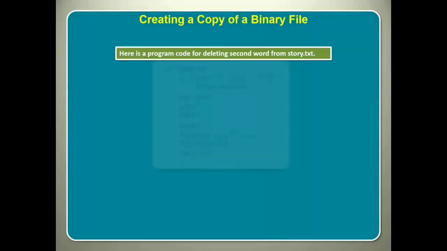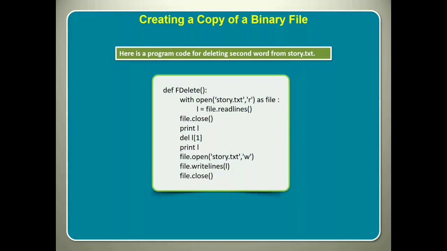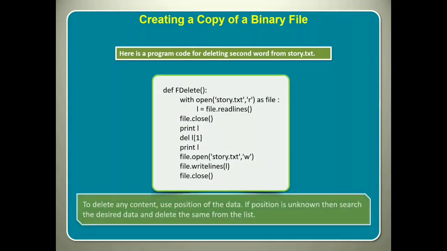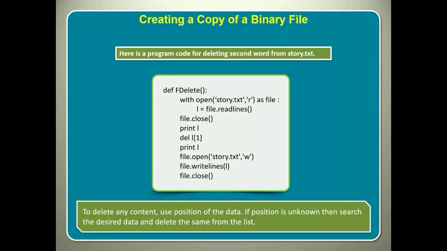Here is a program code for deleting the second word from story.txt. To delete any content, use the position of the data. If the position is unknown, then search for the desired data and delete the same from the list.